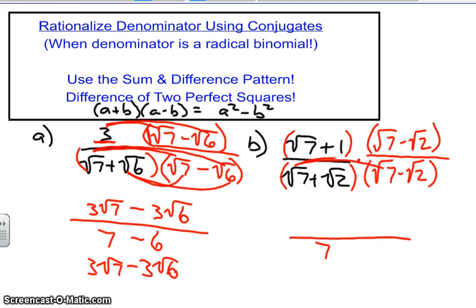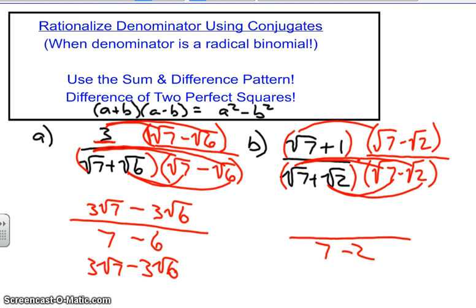And then the outside gives you negative square root of 14. The inside gives you positive square root of 14. So those are opposites, and you pretty much never have to worry about those ones. Outside, inside, now we have negative what? 2. Okay? The numerator is tricky though, because it's not just a sum and difference, right?